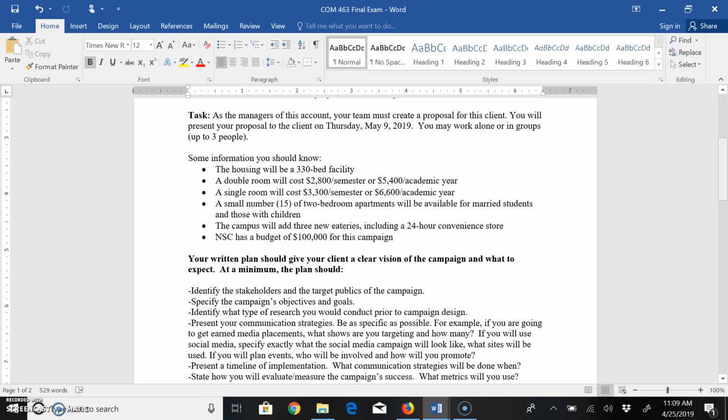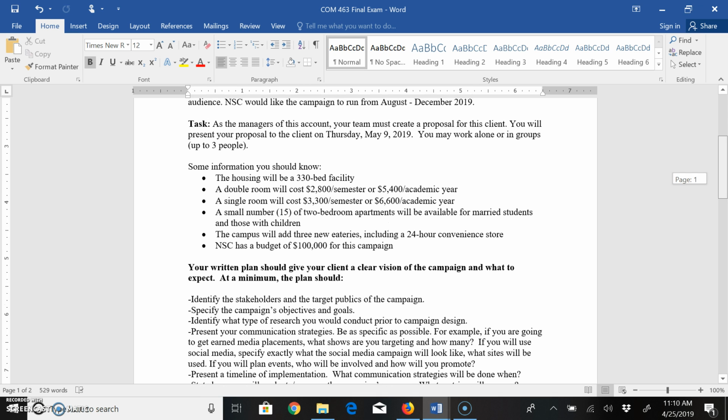So if you're going to get earned media placements, what shows are you targeting and how many? If you're going to use social media, what exactly will the social media campaign look like? What sites will be used and why? If you will plan events, who will be involved and how will you promote? Present a timeline of implementation. What communication strategies will be done when?